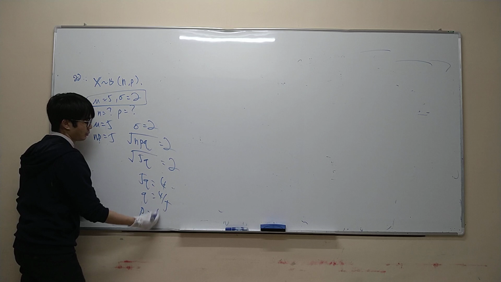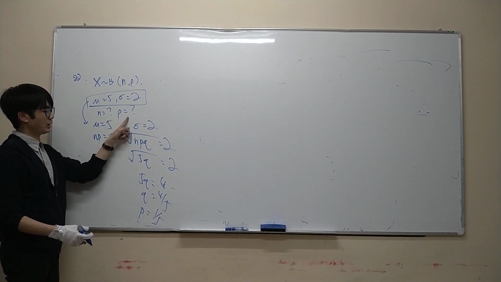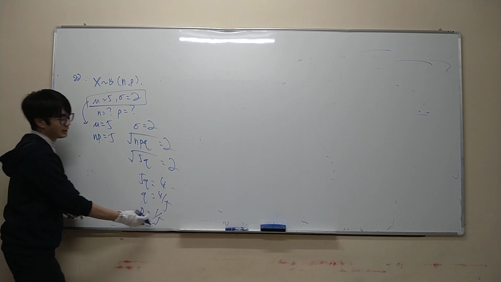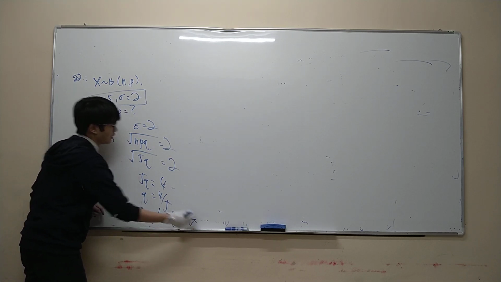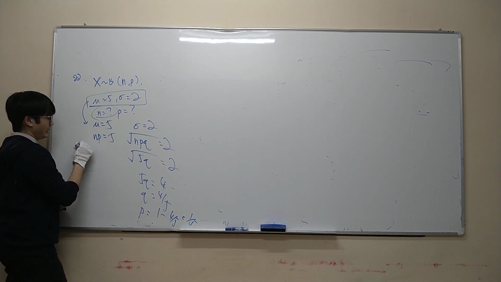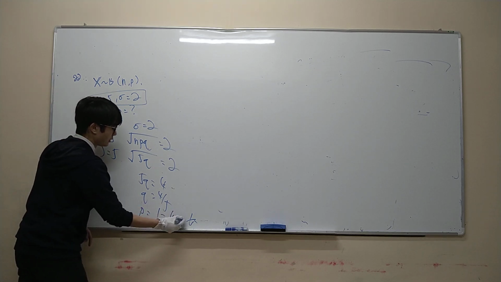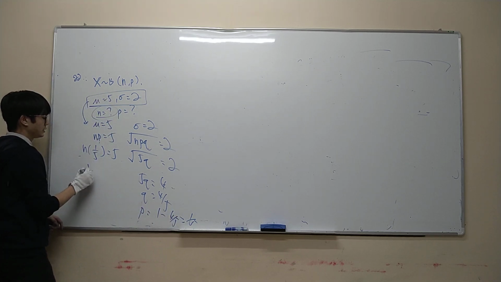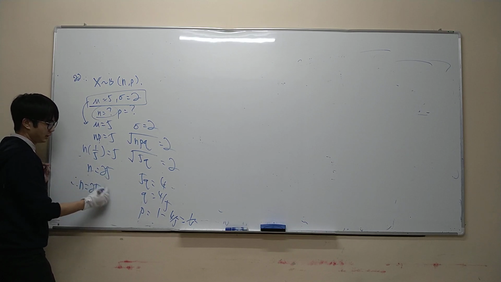So what is p? I don't want to find q, I want to find p. So I take 1 minus 4 over 5, so it's 1 over 5. What about n? Substitute in here. np equals 5, and p is 1 over 5, so what is n? 25. So write again, n equals 25, p is 1 over 5.